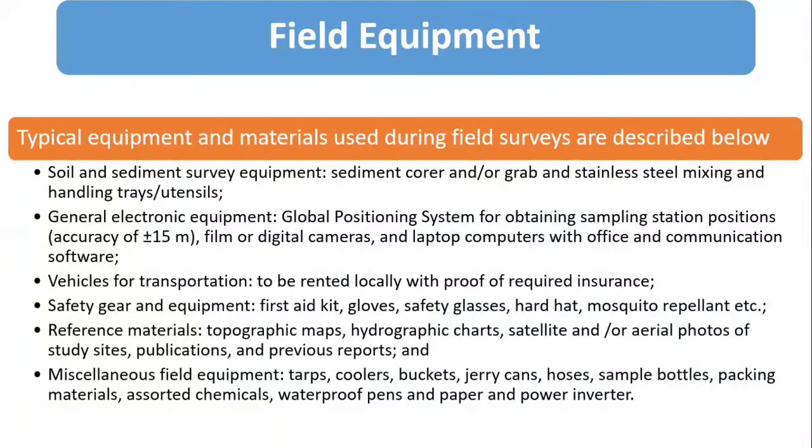Now we have the field equipment. What are the field equipment items that we need to take? Here I am showing the normal equipment and materials that we are going to take for the field work. For the soil and sediment survey: grabs, corers, trays, utensils. Then general electronic equipment like GPS. Of course, once we are in the field, we should know the latitude and longitude. For that, we have to carry the GPS system.